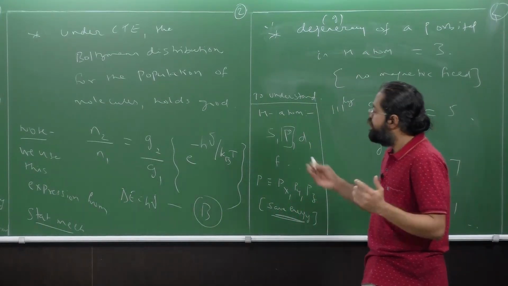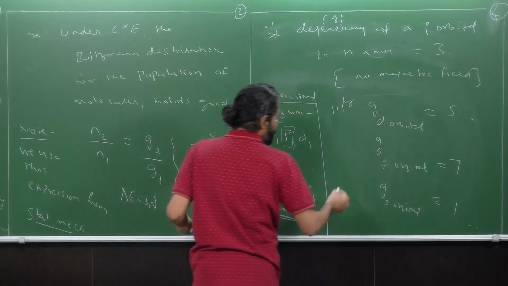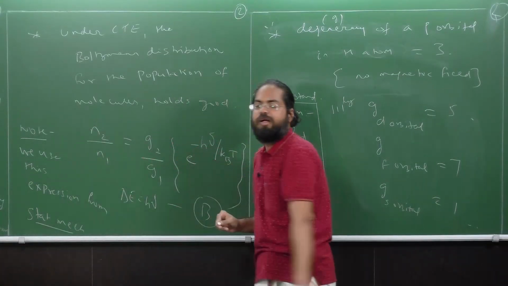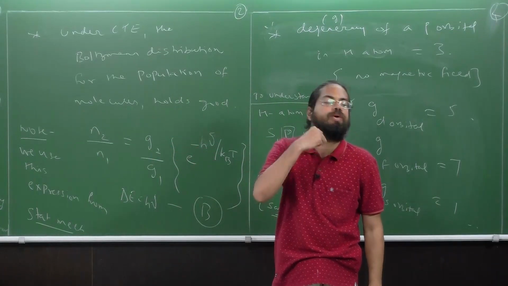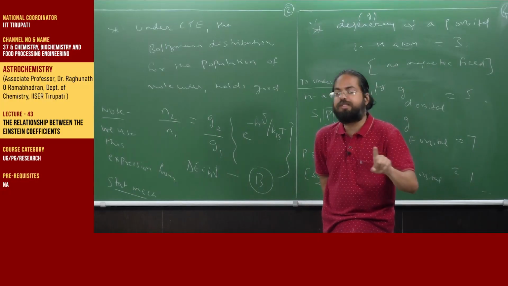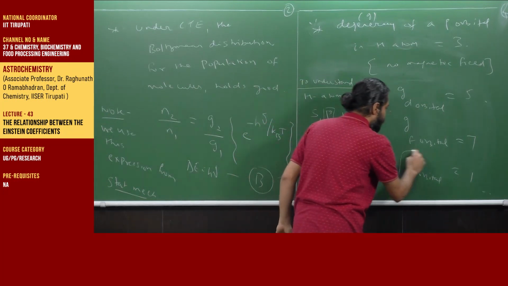Okay. So now we've understood how these terms G2 and G1 arise, and note that G2 and G1 are integers. They're always integers, and they're always greater than or equal to 1. Can the degeneracy be 0? No. The degeneracy can never be 0. The minimum value of degeneracy is going to be 1.